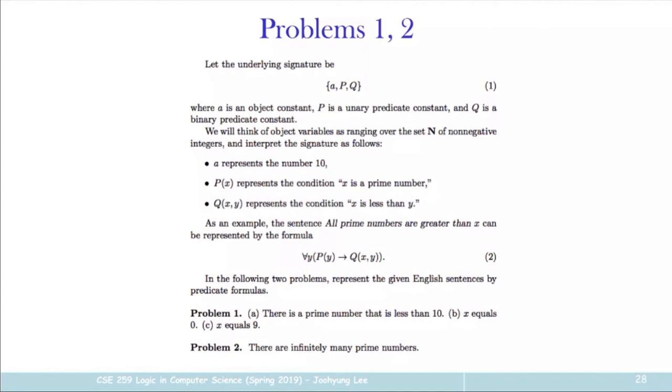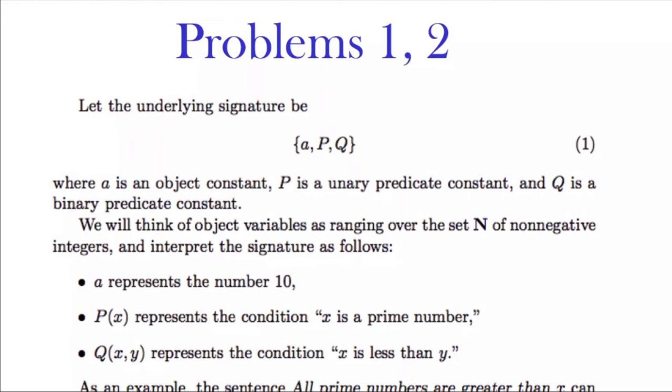All right, so let's try to solve this problem together. So here we have symbols A, P, and Q. A is an object constant. P is a unary predicate constant, and Q is binary. So we are going to give a meaning to these formulas. A represents number 10, and P of x represents that x is a prime number, and Q of x y represents that x is less than y.